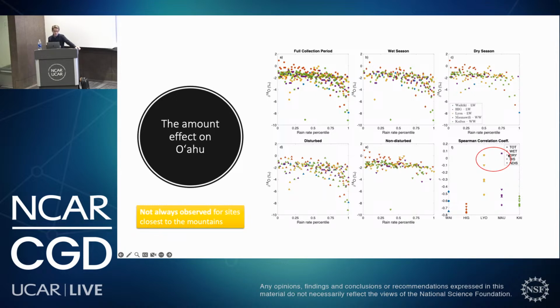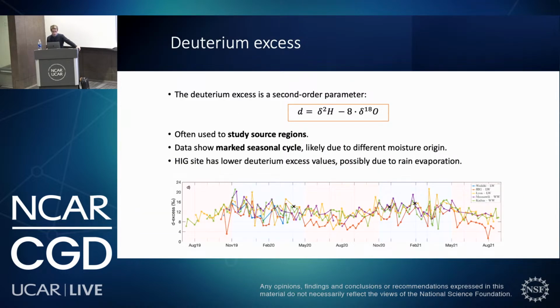So we do observe the amount effect on some part of the island, but we don't really observe it for all of the island. And again, because some of the paleo records that are collected in Hawaii are being interpreted using the amount effect, I think this is an interesting finding, because it suggests that some caution should be taken when we interpret these records.